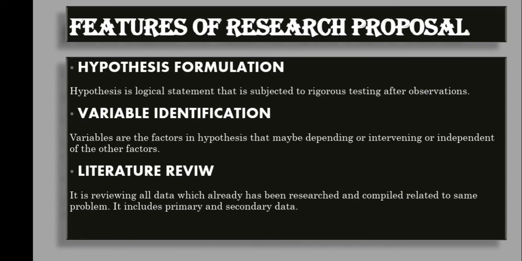Then is literature review, which is basically reviewing all the data that has been researched and compiled related to the same problem. It includes primary and secondary data. Secondary data is what people, or the rest of the world, have already researched, and they publish it in videos, interviews, books, articles, or on research engines like Google. And primary data is what you collect yourself by interviewing people in person.